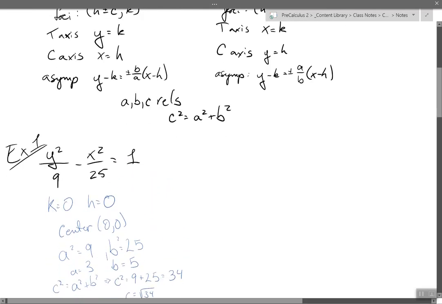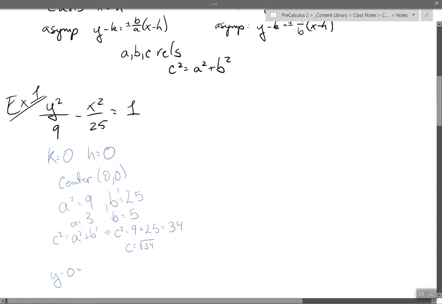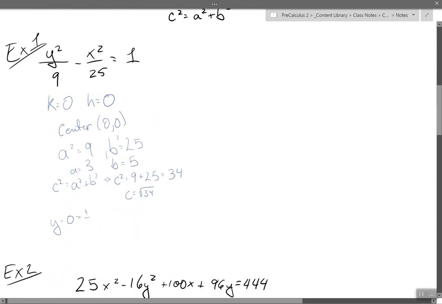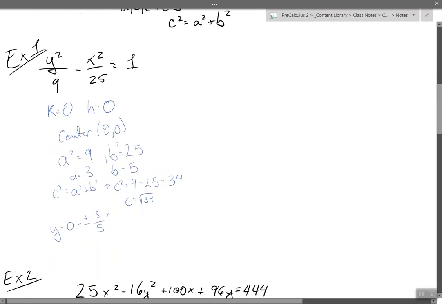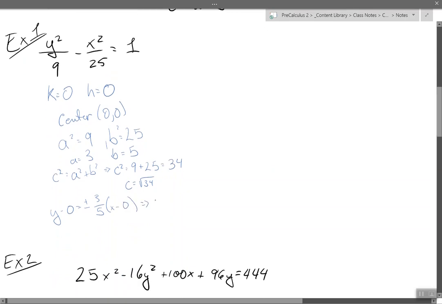So the asymptote lines are y minus k. So it'll be y minus 0. I know it's trivial, but I'll write it. Plus or minus a, which is 3, over b, which is 5, and then quantity x minus 0. So if we clean that up, it'll be y equals plus or minus 3/5 of x. And those are just lines that are sloped with a positive and negative 3/5.